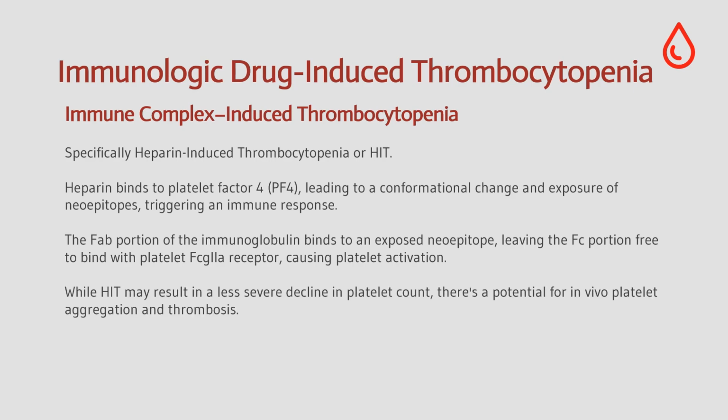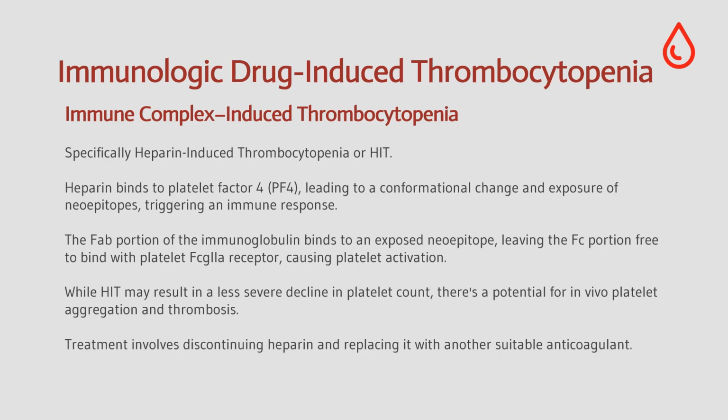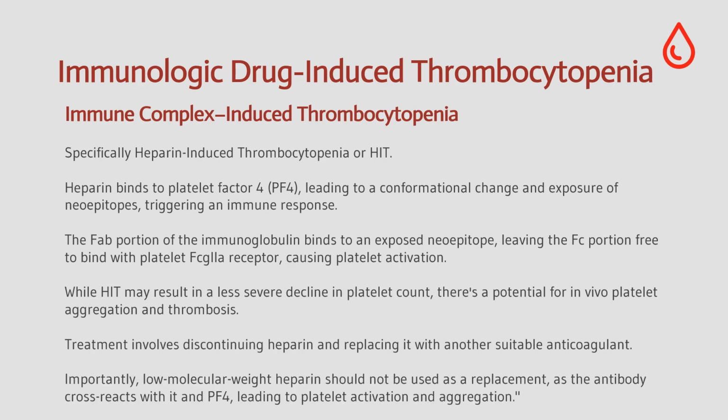While HIT may result in a less severe decline in platelet count, there's a potential for in vivo platelet aggregation and thrombosis. Treatment involves discontinuing heparin and replacing it with another suitable anticoagulant. Importantly, low molecular weight heparin should not be used as a replacement, as the antibody cross-reacts with it and PF4, leading to platelet activation and aggregation.